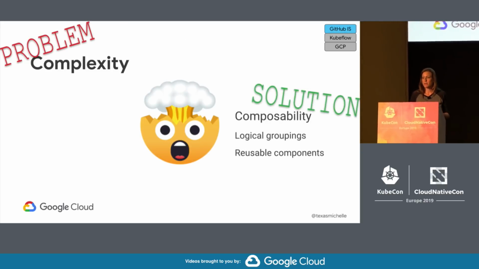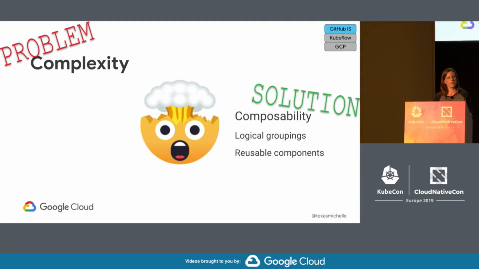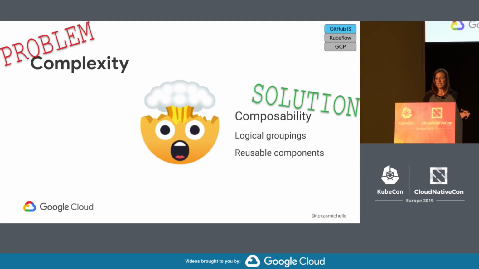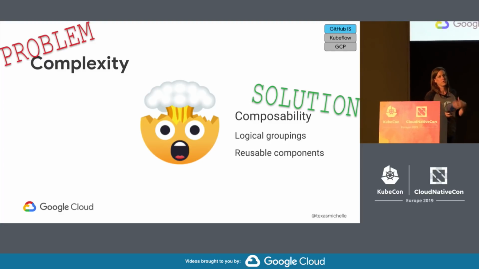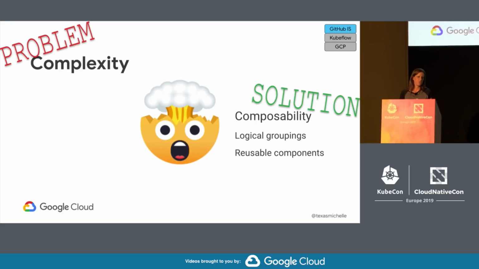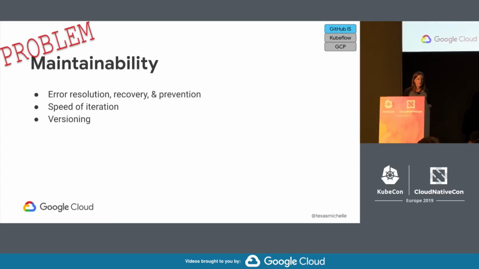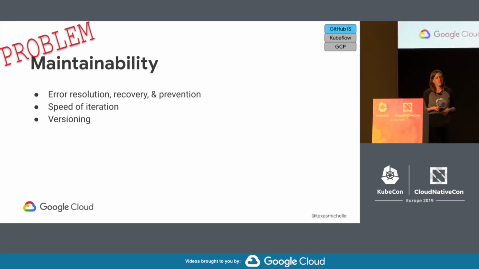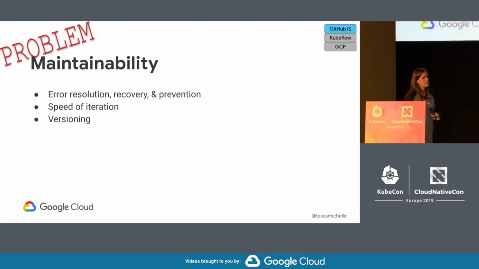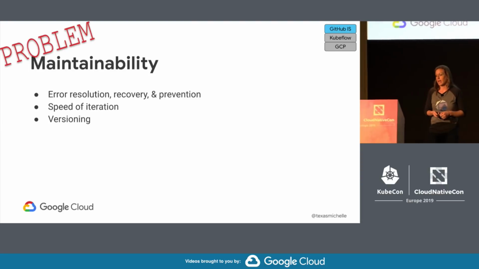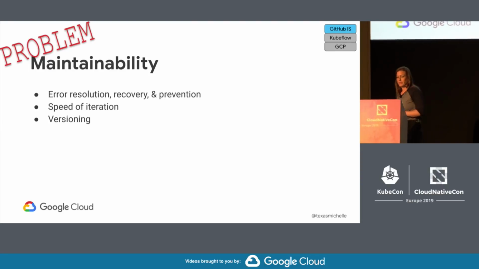So to solve the complexity problem, we needed something that gave us composability. So a way to create components that we could reuse, common things, common patterns and templates that we could reuse throughout our applications and create logical groups. And maintaining such a complex system is a challenge because it's not always straightforward to even identify errors. Some models, we don't even have good ways of identifying when there's things like bias that show up. So if we can identify errors, can we recover from them and prevent them from happening in the future?